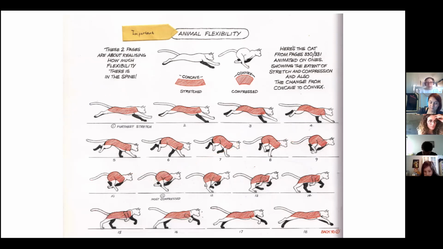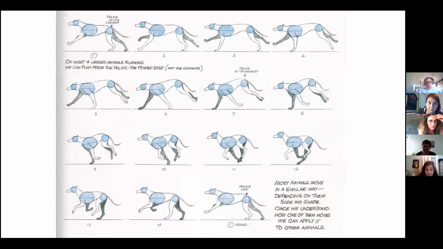Yeah, so that's always good to keep in mind when you're doing any extreme runs or whatnot. Okay. So the run cycle for the dog has a similar aspect of the pelvis and the chest being up and down.